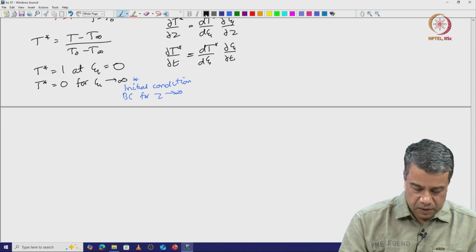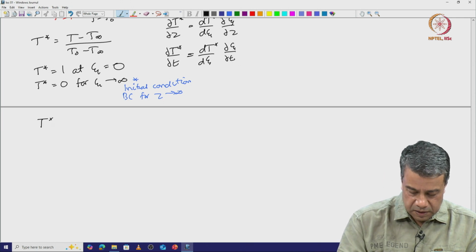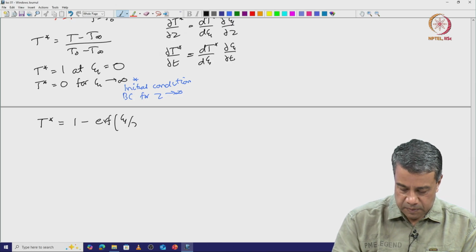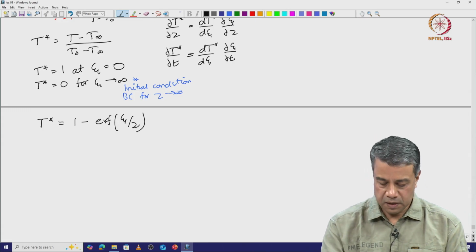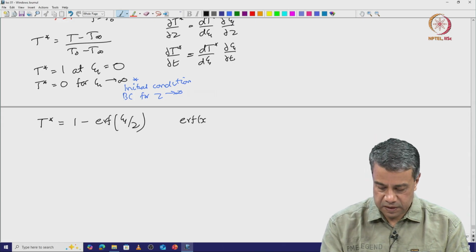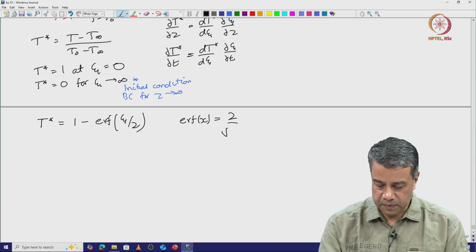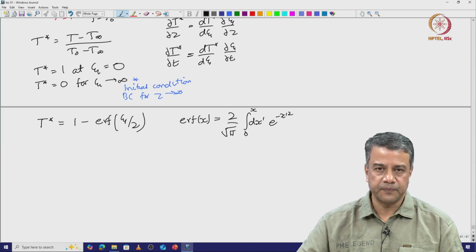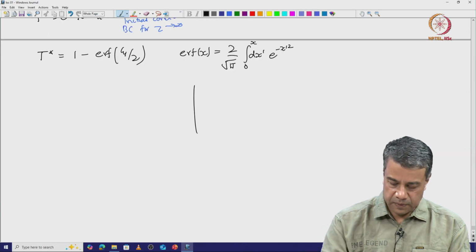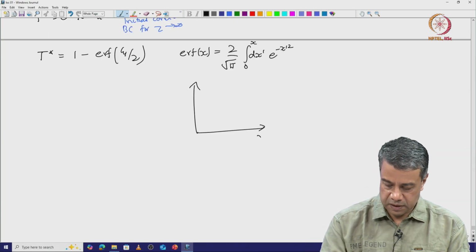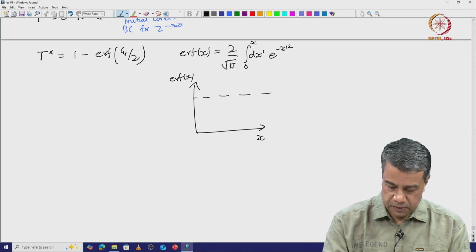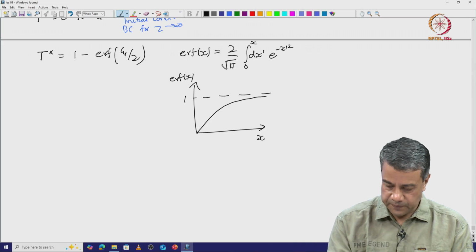The solution we got was of the form T star is equal to 1 minus error function of psi by 2, okay, where error function of x is equal to 2 by root pi integral 0 to x dx prime e power minus x prime square. Okay. And if I plot this as a function of x, this is equal to 1, I get something that goes like this.